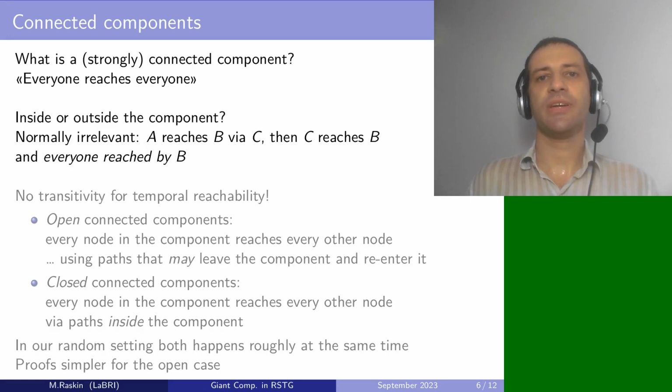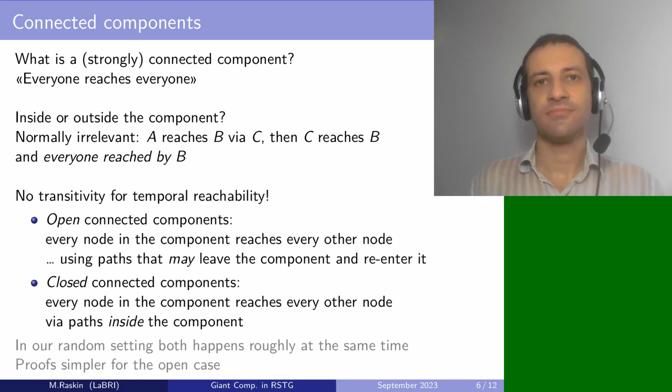But when we say "can reach", do we consider the temporal paths inside the connected component, or do we allow them to leave and re-enter the component? In the static case, for normal paths, it is irrelevant, because if B is reached from A via C, then C can reach everyone B can reach, C is reached by everyone who can reach A, and therefore C can be included into the connected component.